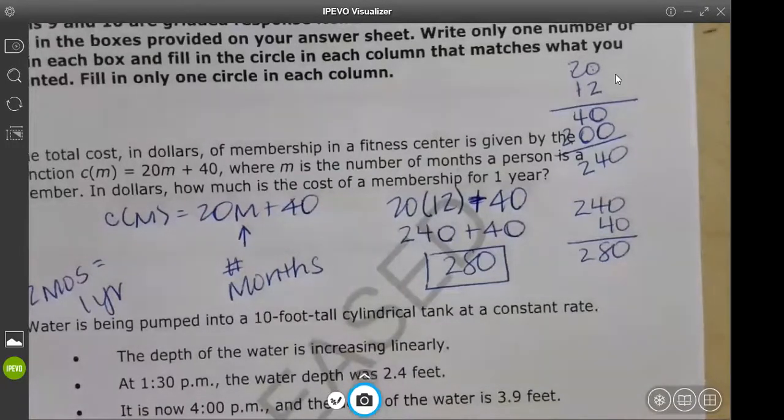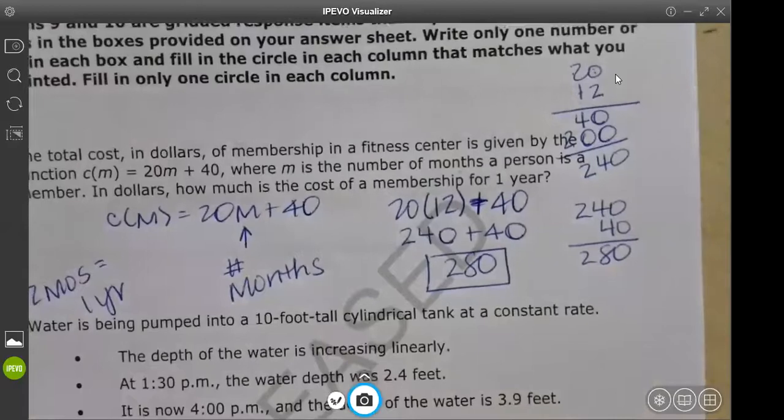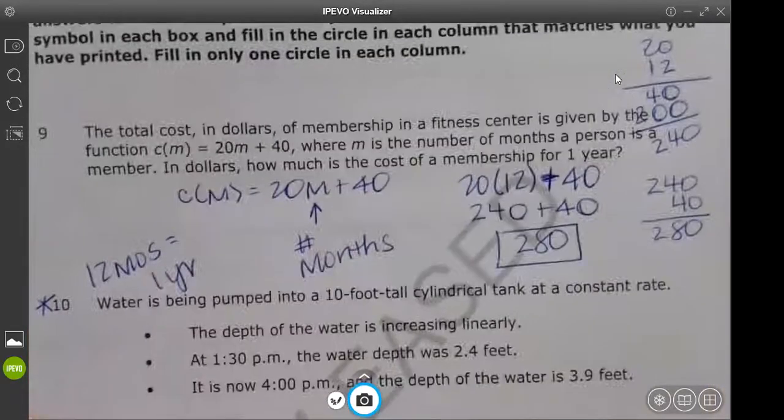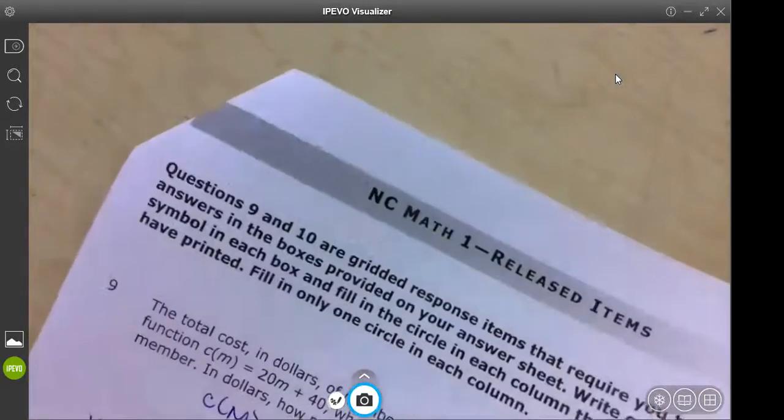All right. We're gonna skip this one. This one, number 10, I think is the hardest question because it's got decimals on this whole thing, okay? So it's the hardest question on this whole thing. So we'll come back to it.